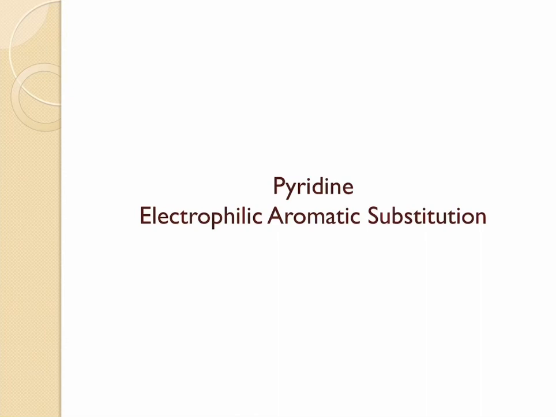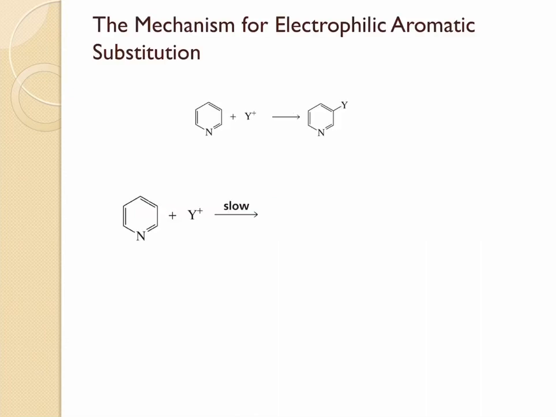Electrophilic aromatic substitution of pyridine. We know that pyridine is an aromatic compound, so like benzene, pyridine can undergo electrophilic aromatic substitution. And the substitution takes place at the third position. The nitrogen is at 1, so this would be the third position. Let's look into the mechanism.